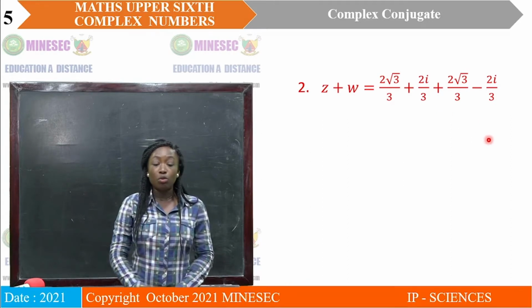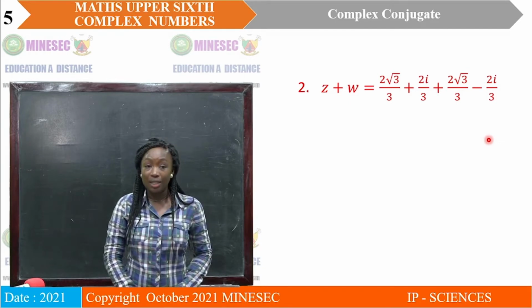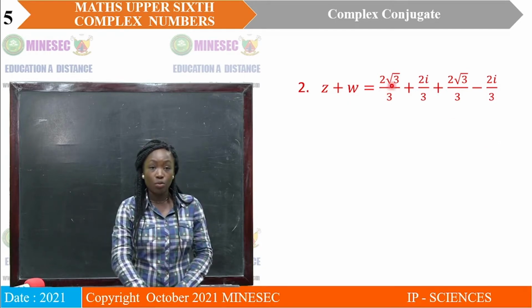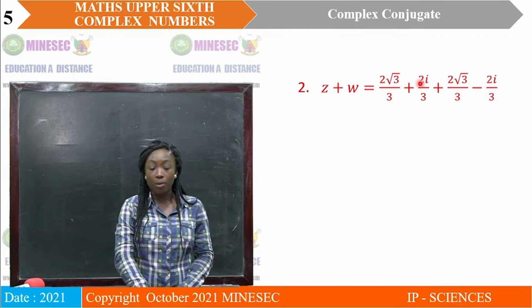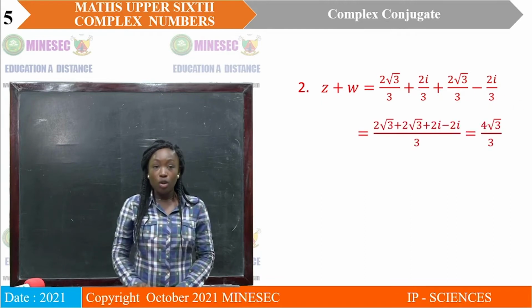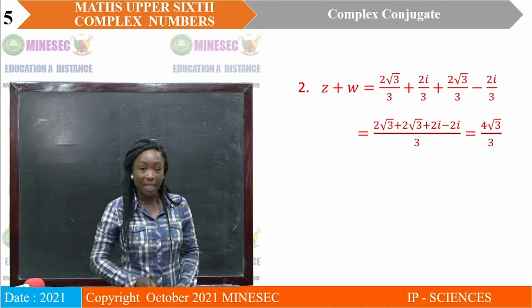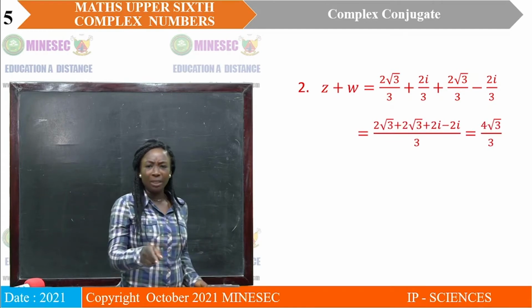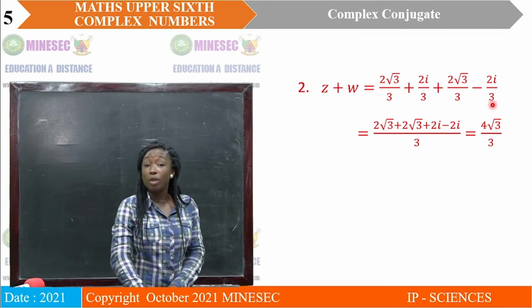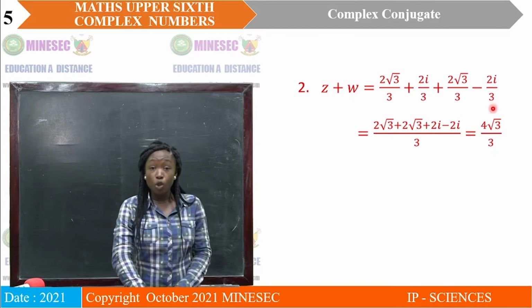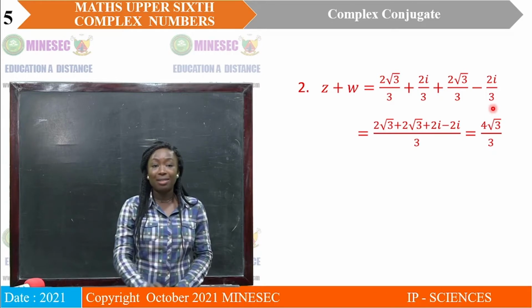So what we just need to do here is collect like terms. And you can see we have a like term 2 root 3 on 3, and 2 root 3 on 3. And then the other like terms we have are 2i on 3 and negative 2i on 3. So collecting these like terms, or taking a common, since all of them are fractions and all the fractions have a common denominator, what we'll do is just add and subtract the numerators.